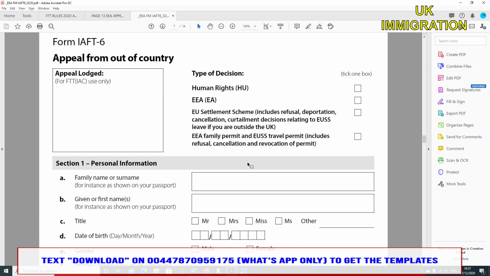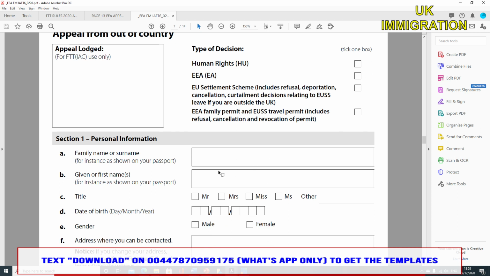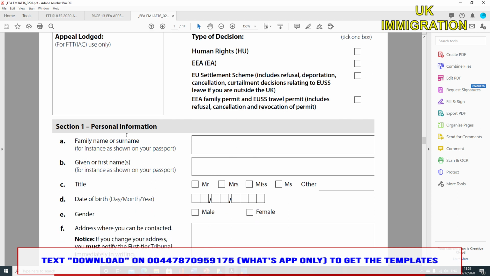So here you will see where the appeal form actually starts. If your appeal is relevant to an EEA family member, then tick the box number 2 and you will go on to your personal information.